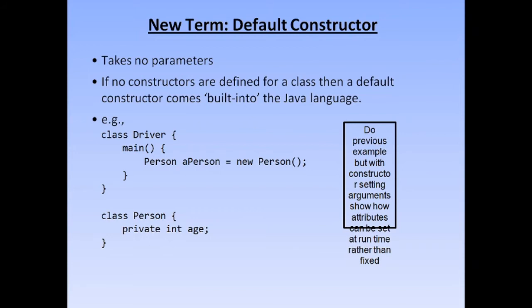If we are not defining any constructor ourselves, then no problem. The Java language itself takes care of it. If you are not providing any parameter inside the constructor, then it will launch the default constructor. And this is what is being done in this example: Person person = new Person. It is not providing any initialization values, so the Java language will take care of it.